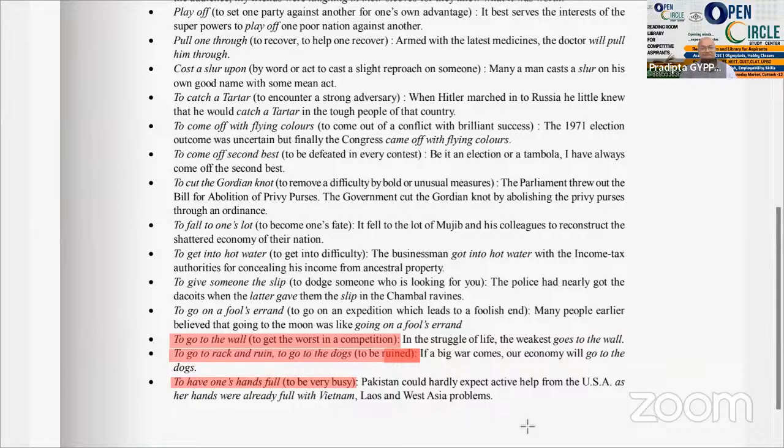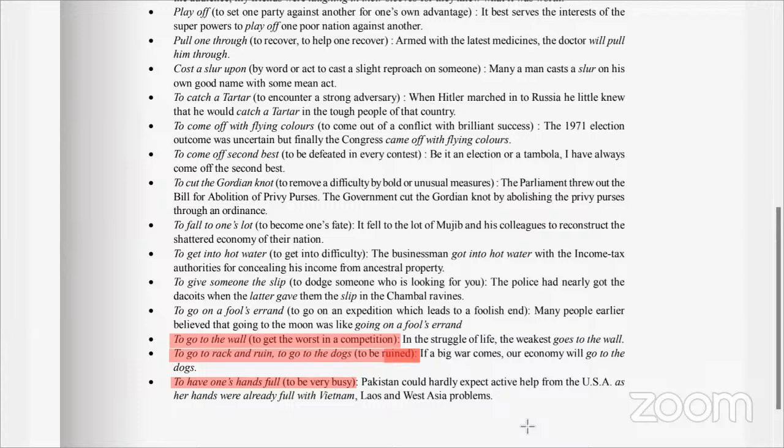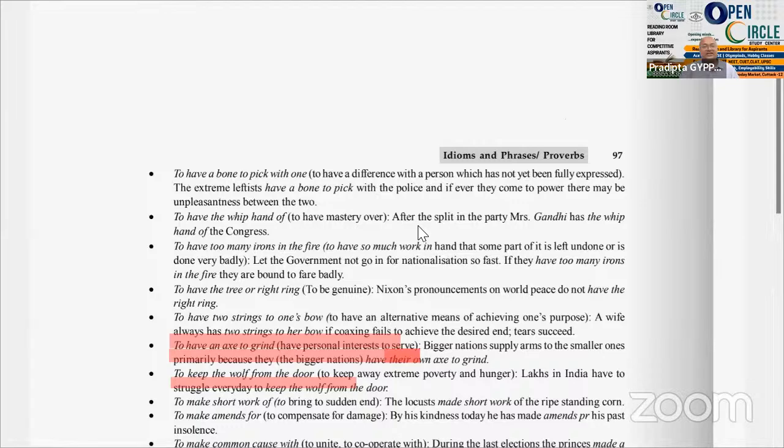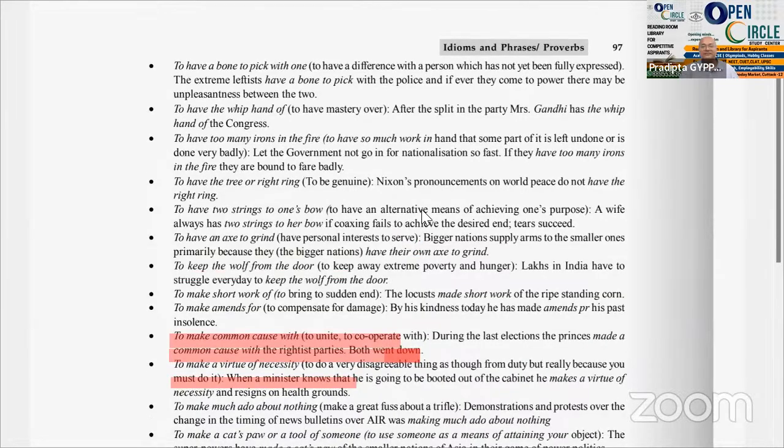Pakistan could hardly expect active help from the USA as her hands were already full with Vietnam, Laos and West Asia problems. Means the USA is already busy handling all other countries' problems. If Pakistan asks for help, America will not be able to help. The next one.